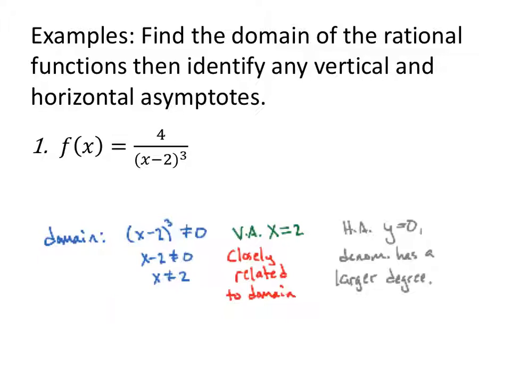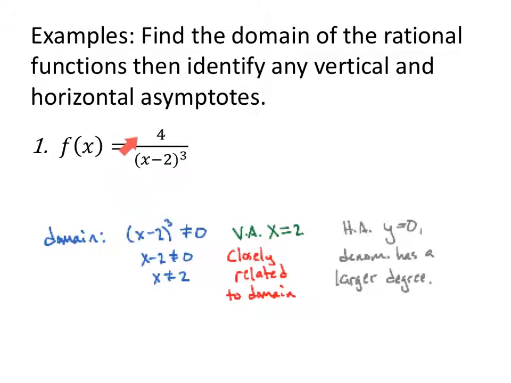Don't use a double negative there. If you use the word except, then it's equal to. Otherwise, you just say x can't be 2, but it could be anything else. The vertical asymptote is closely related to the domain. Remember, the vertical asymptote is what we get when we set the denominator equal to 0. Domain: not equal to 0. Vertical asymptote: equal to 0.